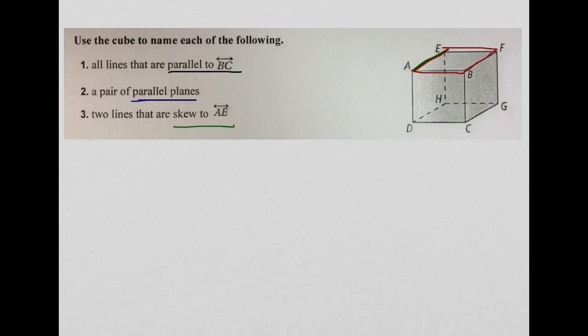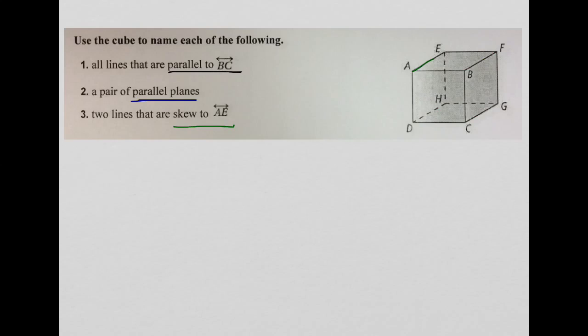We also can't use anything on the plane ADHE. So we can't use any of those segments there because that would be coplanar. We also can't use segment CG here because CG would be parallel to AE, and that wouldn't work out. So let's take a look at some things that would work.